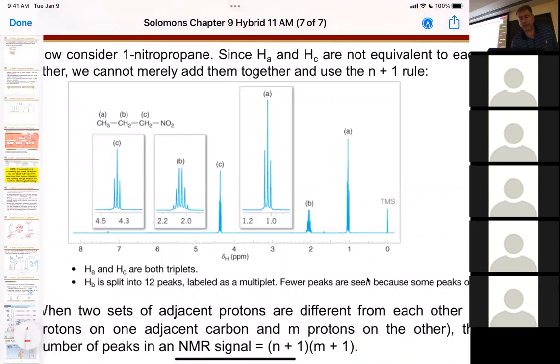Okay, so now let's add a couple things together and talk about this. All right, so we have a nitro group here. It's an electron withdrawing group, but it has electronegative atoms in it. So that means this one right here, is it going to be far away from 0 or close to 0? Far. So this is going to be the most downfield atom. So that's probably going to be this peak here.